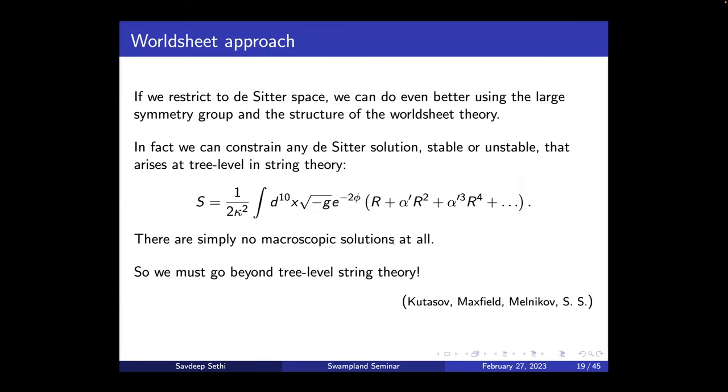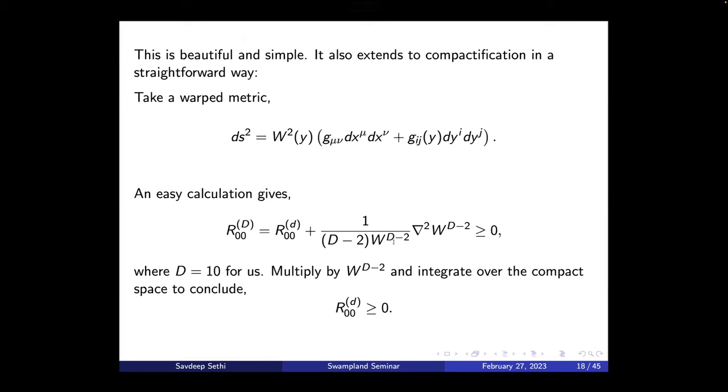Can I ask, it's probably something stupid, but about this last argument you gave. What I'm getting from that is that the average R00 is bigger than zero, right? Because you need to integrate. You have to integrate. Good. So indeed, locally, it actually is violated.